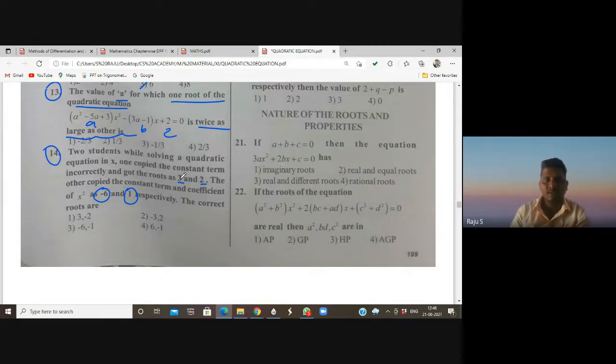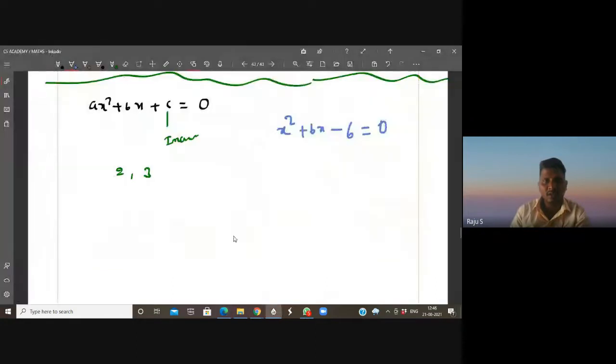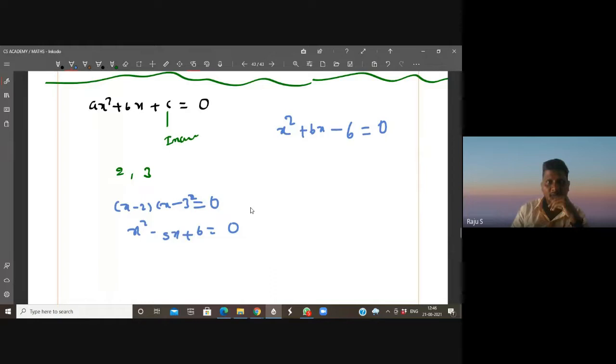Actually, the roots are 3 and 2, so what is the quadratic equation? 2 and 3 means x minus 2 into x minus 3, so x square minus 5x plus 6 is equal to 0. But this is incorrect.